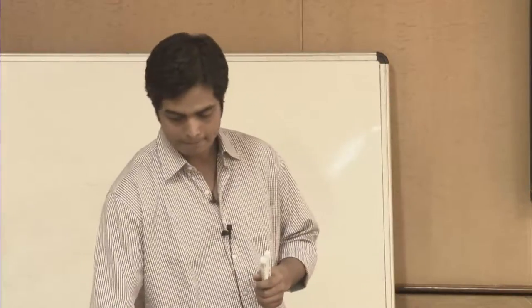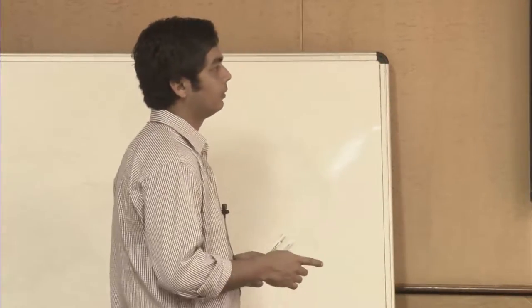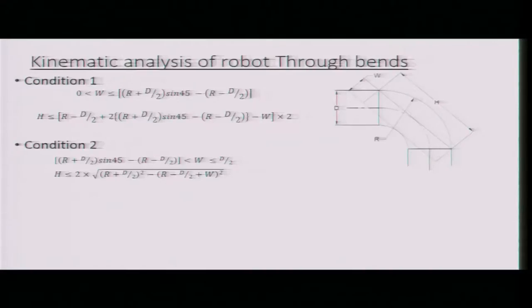Basically, I have considered a 90 degree bend, and if a robot can pass through a 90 degree bend, it can pass through any other bend. Maybe 180 degrees is a combination of two 90 degree bends. So if it can pass through a 90 degree bend, it can pass through any other bend.